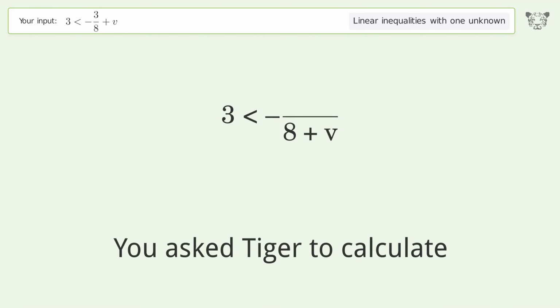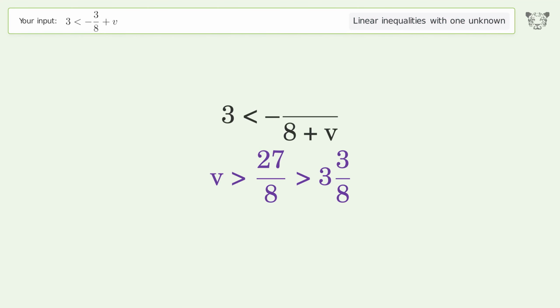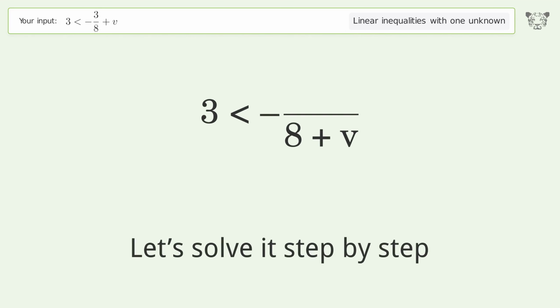You ask Tiger to calculate. This deals with linear inequalities with one unknown. The final result is v greater than 27 over 8 greater than 33 over 8. Let's solve it step by step.